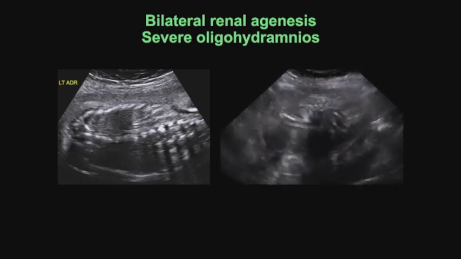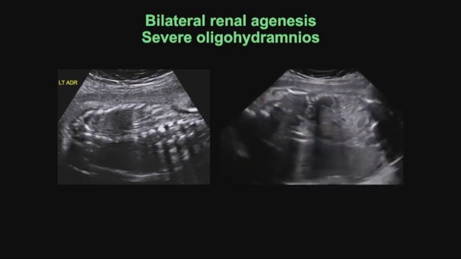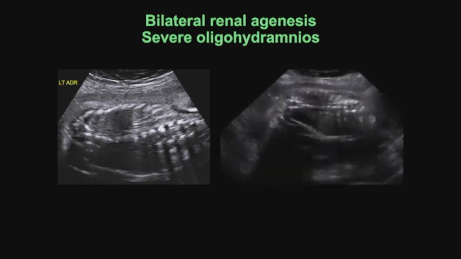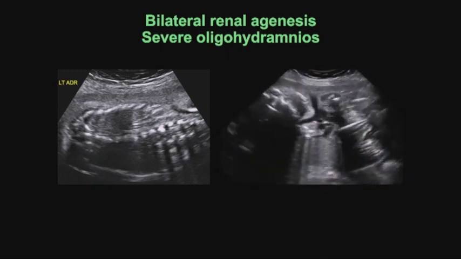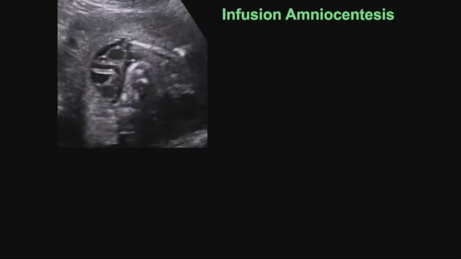Here's a case where we did amnio infusion. This is bilateral renal agenesis with severe oligohydramnios. The hope here was to try to put fluid around the fetus to allow it to develop and take the pressure off the fetal thorax.